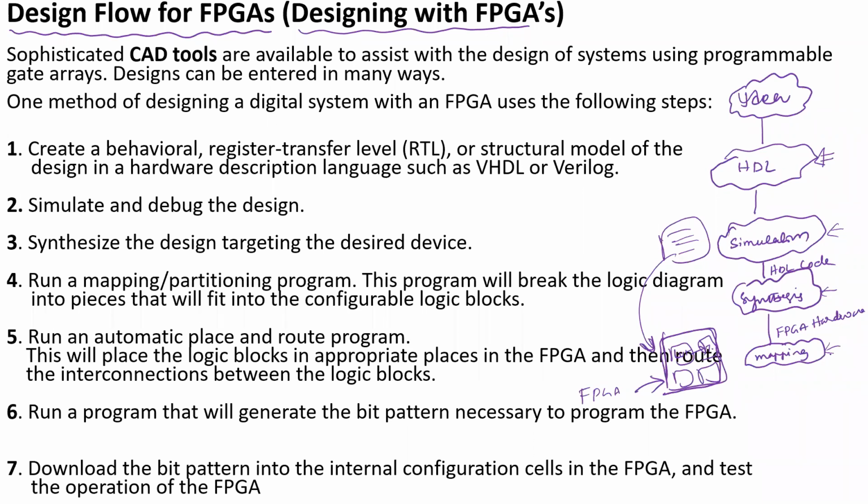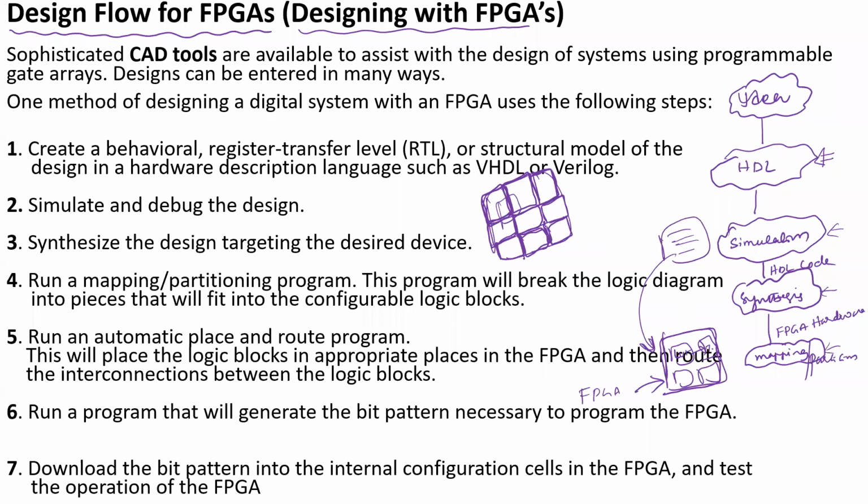What does this mapping actually do? Mapping, or I can consider it partitioning. Whatever huge logic is there will be converted into different pieces. One particular piece will be implemented in one particular CLB, and another piece will be implemented in another CLB. Depending upon the size of a particular piece, whether one CLB or two CLBs are used will depend on that. Therefore this task is done by the mapping or partitioning tool.